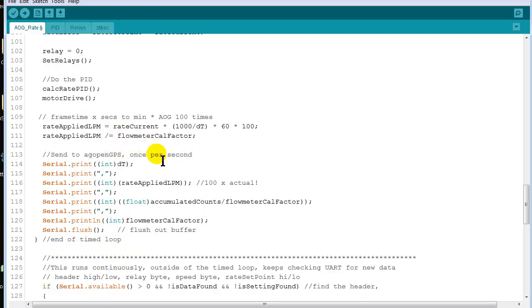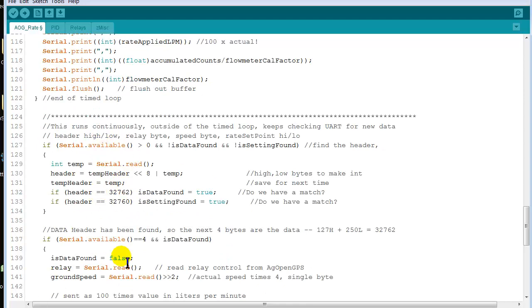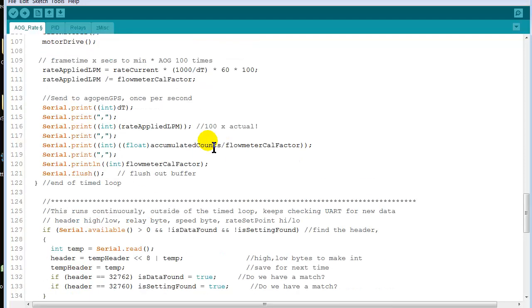And now we go backwards. We take our current rate, how many ticks, and multiply it by 10 now, because we're going backwards, per minute times 100, divided by our cal factor. So again, our cal factor is how many counts per liter. So we're just dividing the ticks by our cal factor, which gets us back to liters. Simple. And then we just send off the serial data. And then it just spins round and round again. And that's it. It's pretty simple.